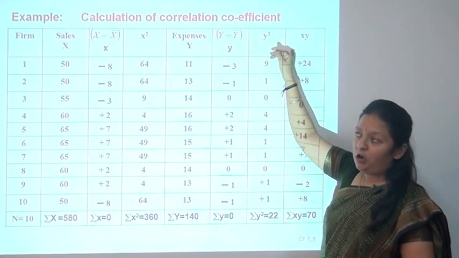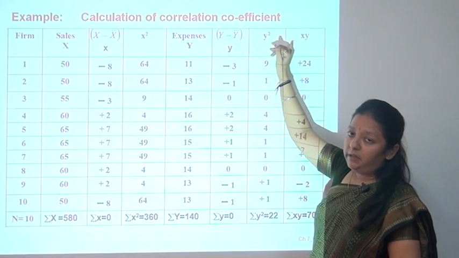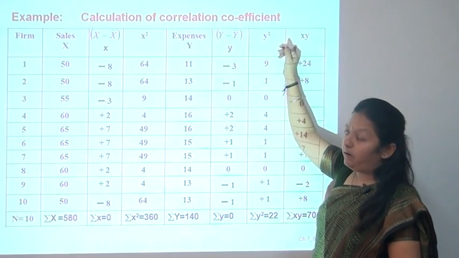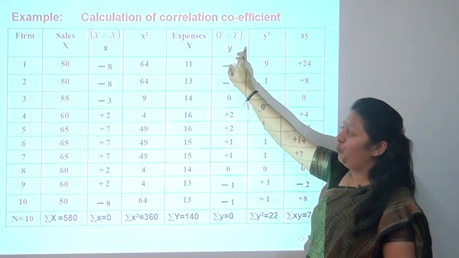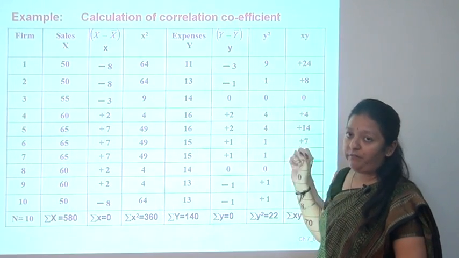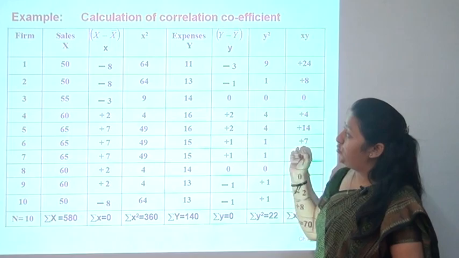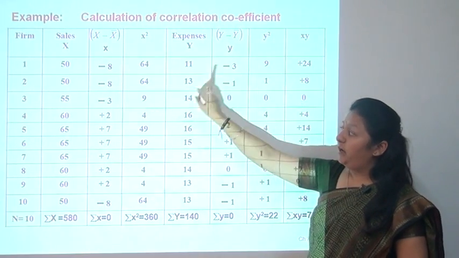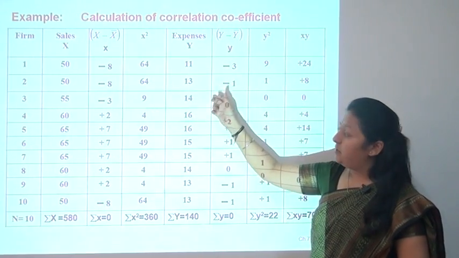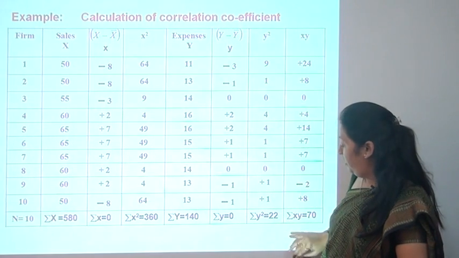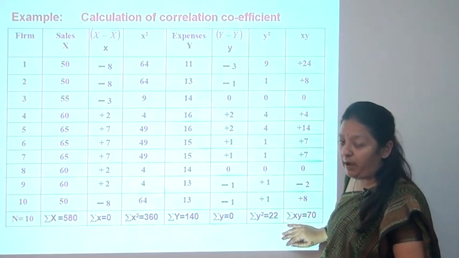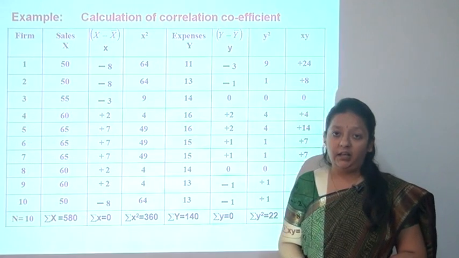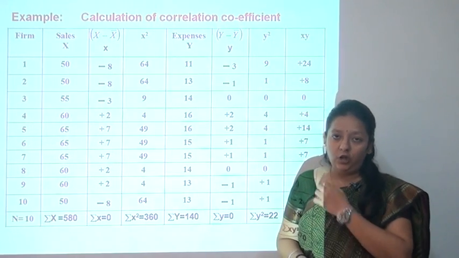And the next column is of y minus y bar into x minus x bar, or you can say x into y. So we'll have the value of x into y, which is equal to 8 into 3 is 24, 8 into minus 1 is minus 8, and so on. So we'll have the value of sigma x into y, which is equal to 70. Now we have the value of all the data.